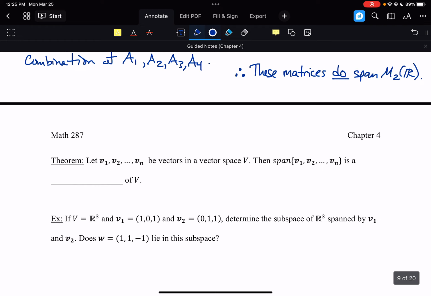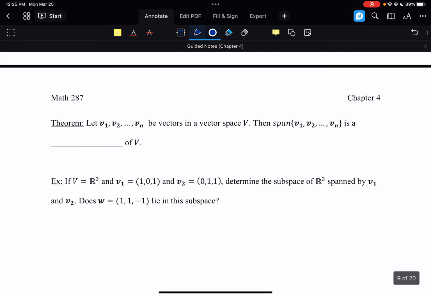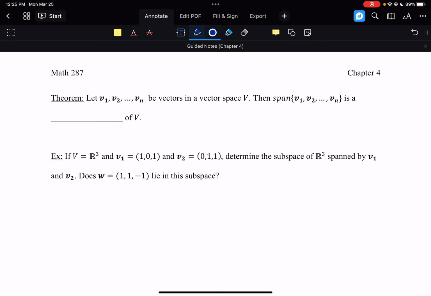Now, the theorem at the top of the next page, kind of tying back into some stuff we looked at in a previous section: let v1 through vn be vectors in a vector space V, then the span of those vectors is a subspace of V. So if you have a set of vectors in a vector space, the span of those vectors is a subspace of V. Now, of course, we're hoping, if this is V, that by taking those vectors, whatever they are, we can create any vector in the whole vector space. That would be if the vectors span all of V.